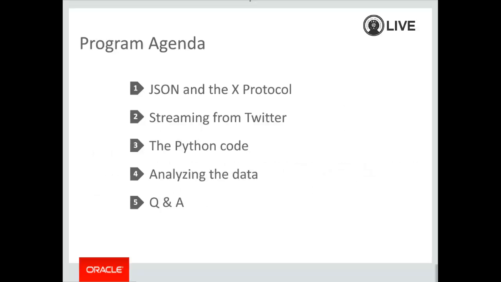So the program agenda comes in basically 4 parts. I'm going to go over the JSON and the JSON functions that have been added to MySQL 5.7 and talk about 5.7 a little bit in depth, as well as the X protocol, which also came in during the time period of 5.7 with the addition of the X plugin, and we'll talk about how to load that as well. I'll give a brief overview of Twitter, which I assume most of you are familiar with, as well as the developer API and how to stream from it, and then we'll go into the bulk of the session, which is the Python code of the GitHub repository.